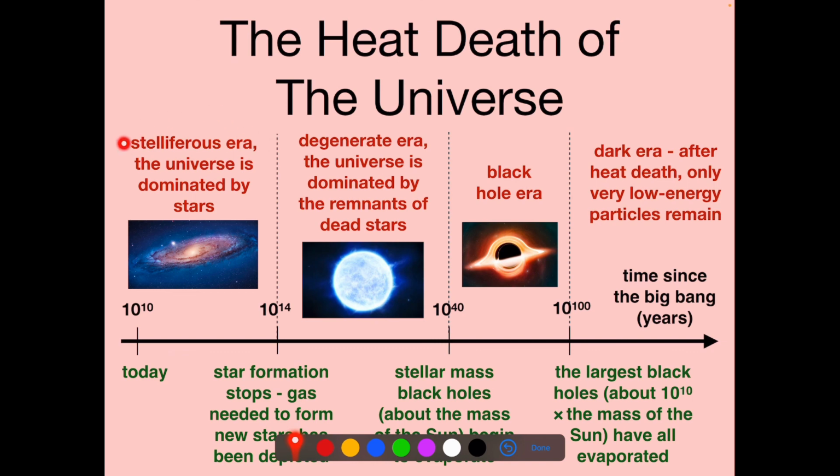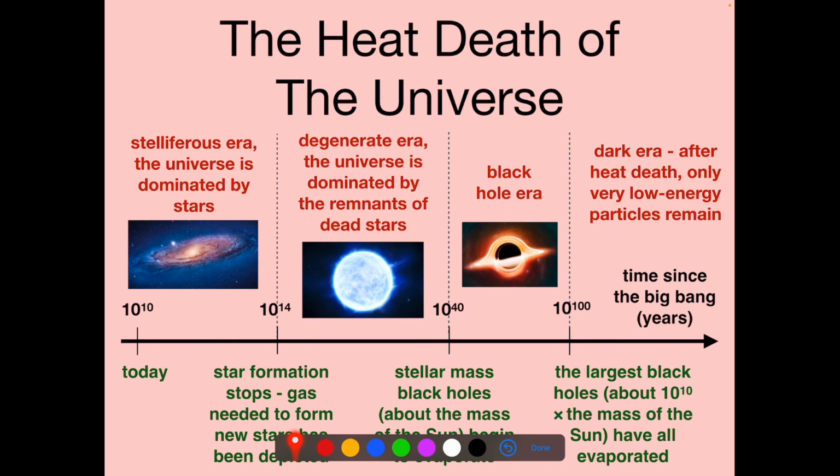But that's not going to last forever, because the thing about stars is they have a finite lifetime. Every star will eventually die. And furthermore, the material that's needed to make new stars is eventually going to be depleted. We're going to run out of gas to form new stars eventually in our universe. So in about 10 to the 14 years, all star formation in the universe is going to stop. No new stars will be formed after this point.